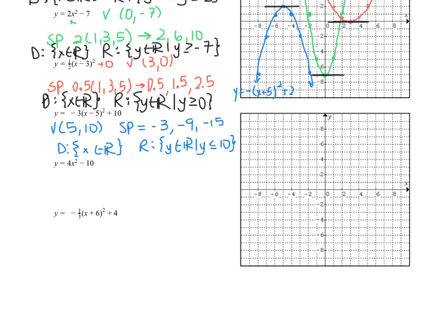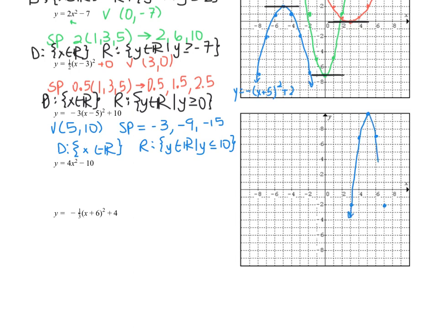All right, so your vertex should be at 5, 10. And our step pattern is -3, -9, -15. I took that 135 and multiplied it by -3. So I'm going to show you again how to apply it to check your work. So to the right 1, down 3. To the right 1, down 9. And then to the right 1, down 15. That doesn't fit on our page. Then we do the same on the left.